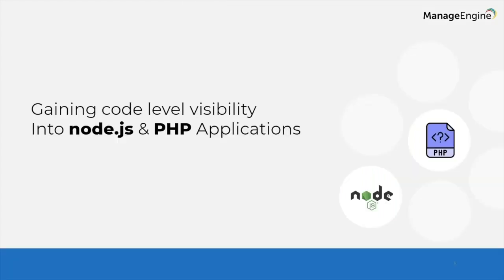So before we get started, I would like to show you how an application is built in a real-time scenario. We say gaining code level visibility into Node.js and PHP applications. So before we discuss this, let's take a basic case of how an application is built. If you talk with any network admins or application developers, they have a dependency with multiple teams, right? And the reason behind that is your application is depending on the database.